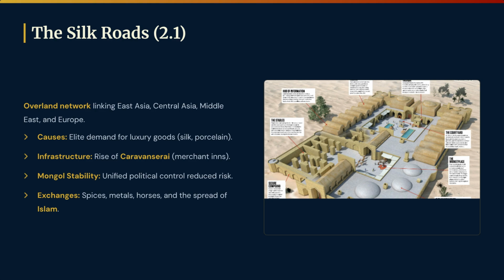The Silk Roads were an overland network linking East Asia, Central Asia, the Middle East, and Europe. Trade was driven by elite demand for luxury goods like silk and porcelain. The rise of caravanserai and Mongol stability reduced risk for merchants, facilitating the exchange of spices, metals, and the spread of Islam.